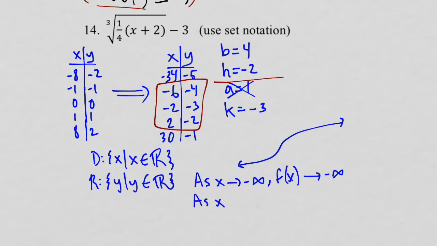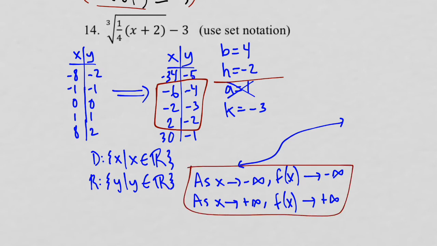On the right side, as x goes to the right, f of x goes up. And there you go. That is the end behavior. I just noticed something that I should have been paying attention to.